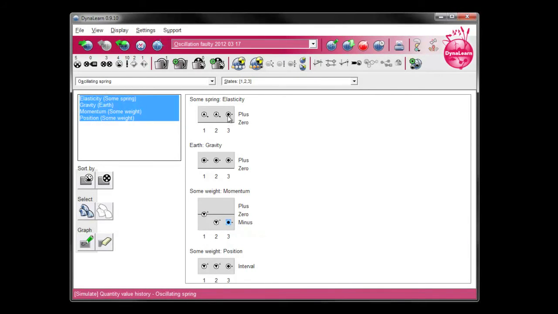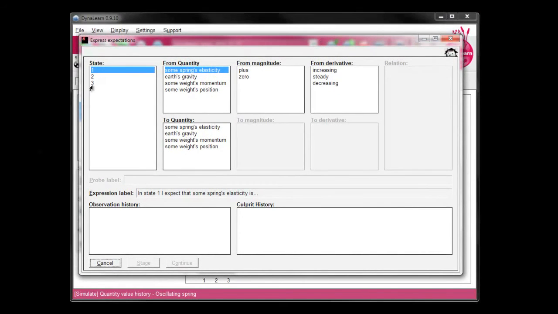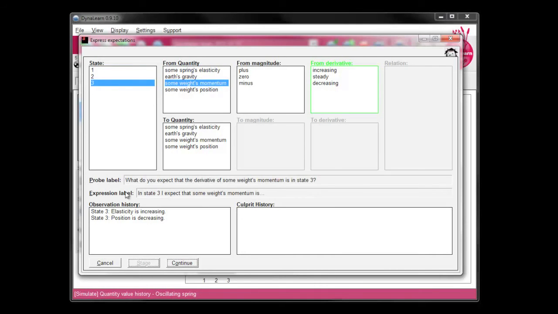But what is different is that elasticity and position, both of them are already steady, and this is not what we want. We want position to decrease further and elasticity to increase further. So this is my expectation in the diagnosis. I say the third state, elasticity is increasing. I stage this expectation, and now my second expectation in the third state, position is decreasing, and I stage that expectation as well. I now run the diagnosis, and as you see, it asks me another question.